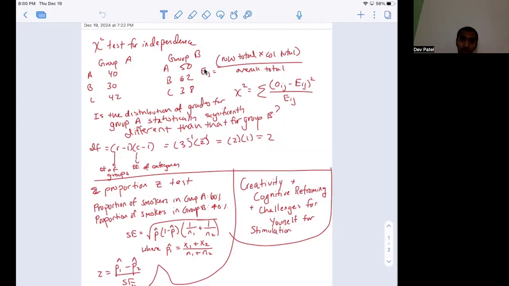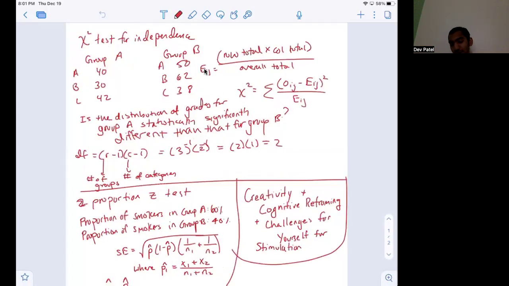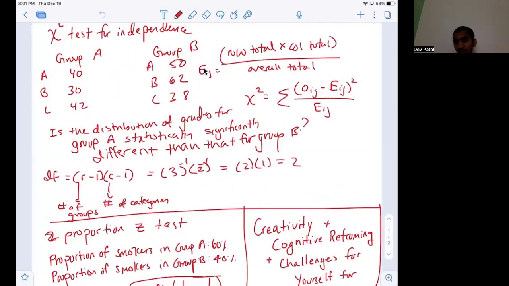And so the way that we do that is through multiplying the row total by the column total and dividing it by the overall total. That's our expected value, that's our expected counts. And when we see the difference between the expected and the observed portions, that's how we get the chi-squared distribution. So the chi-squared statistic is the sum of the observed minus expected squared divided by the expected. And so that's how we get our chi-squared.